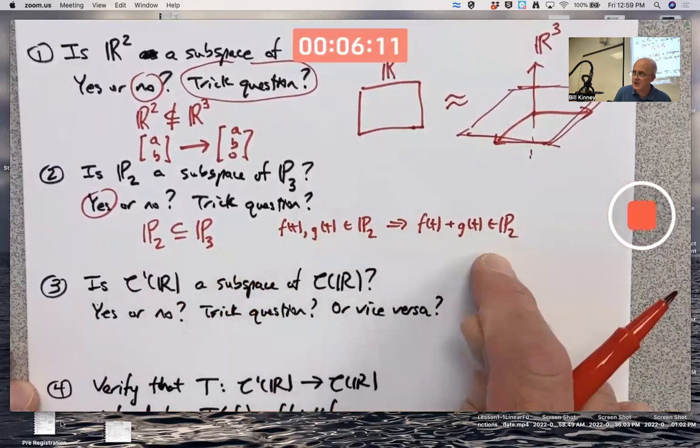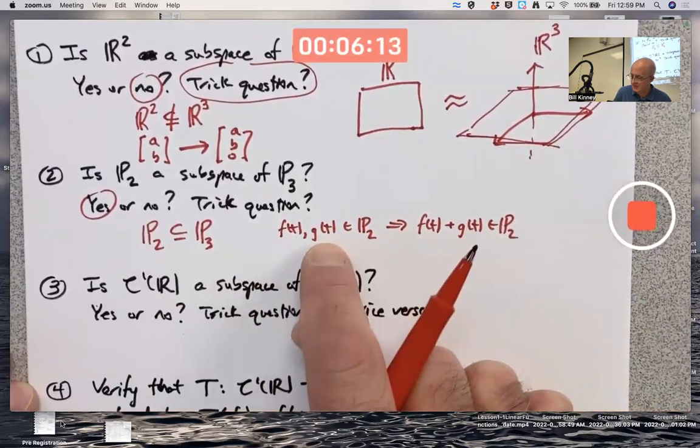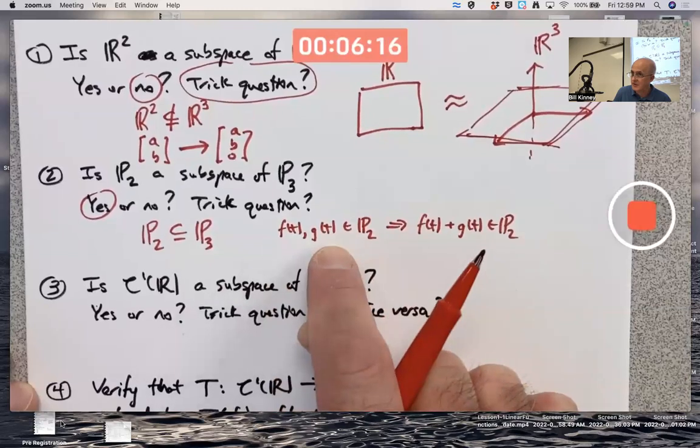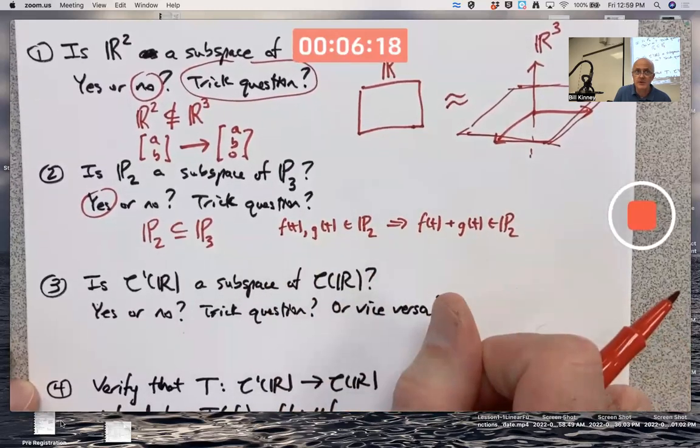But it is closed under addition. Give me two polynomials, f of t and g of t in here, meaning they have degree less than or equal to 2. Their sum is going to have degree less than or equal to 2.